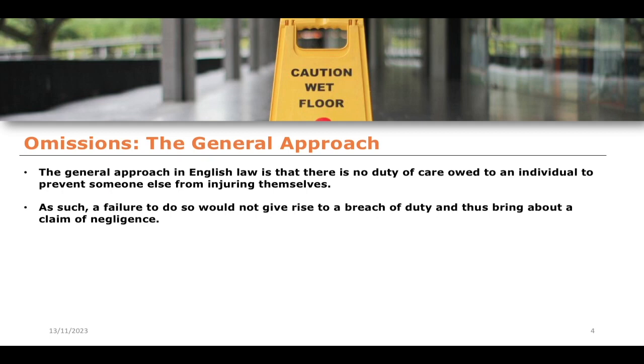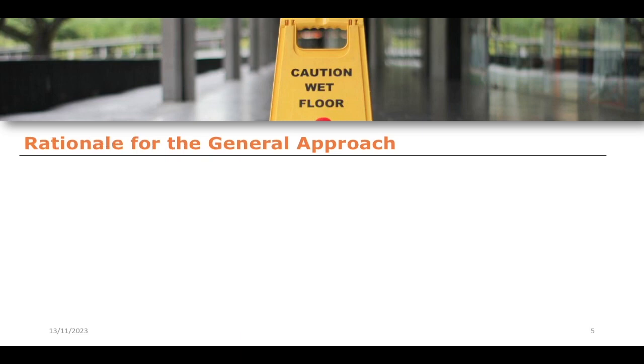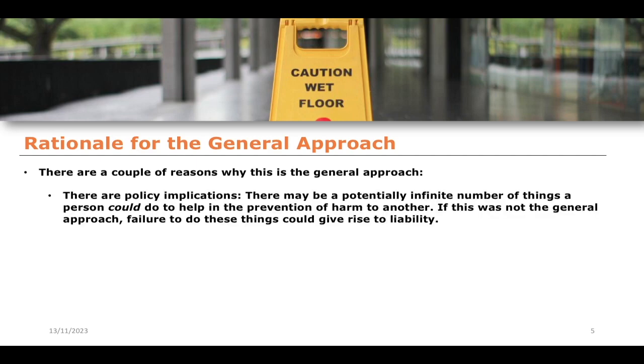And of course, there are exceptions, which we're going to get to, hence why there are 2 lessons on this question. But when it comes to the general rationale for this approach, why is this the case? Why is it the case that this is how English law is established? Well, the first of these reasons relates to this idea of policy implications. A lot of the tort of negligence, a lot of other torts, are structured in a way that gives a lot of consideration to the policy implications.